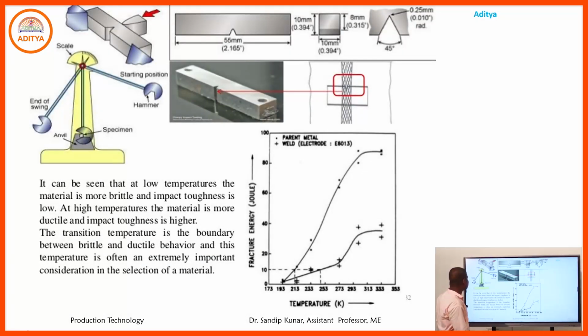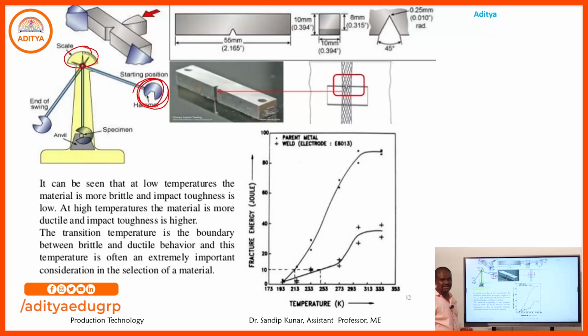If we look at the picture, that is the hammer. The specimen is kept in that place, and when the hammer is released it comes down and strikes the specimen, and the specimen is broken. At that time we take data from the scale, and based on that data we calculate the absorbed energy.